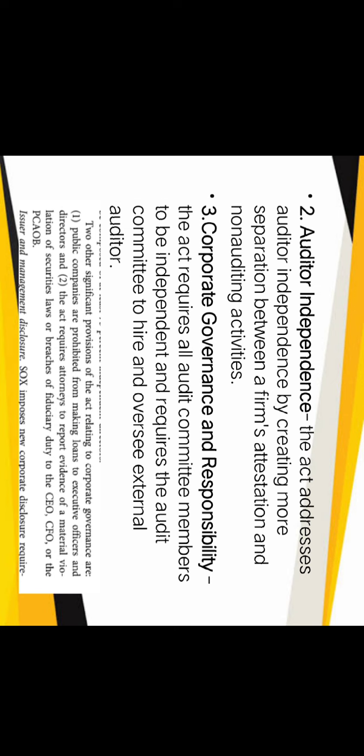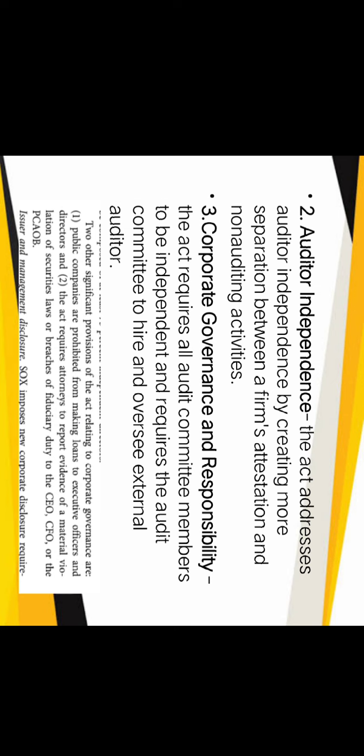Next is corporate governance and responsibility. The Act requires all audit committee members to be independent and requires the audit committee to hire and oversee the external auditor.